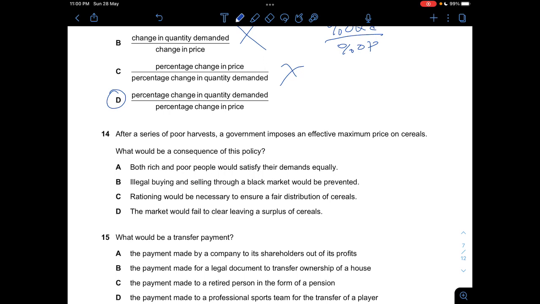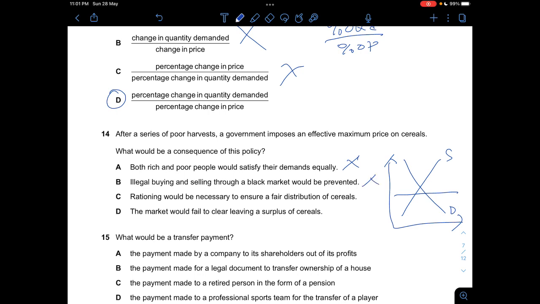Question 14, after a series of poor harvests, a government imposes an effective maximum price on cereals, and what will be a consequence of this policy? A maximum price will result in a shortage, because this is a demand curve and this is a supply curve. So you can see there's less supply but more demand. So A, it says both rich and poor people will satisfy demands equally, wrong. B, illegal buying and selling through a black market will be prevented, which is not possible. There will definitely be a black market because people will resell the items at a higher price.